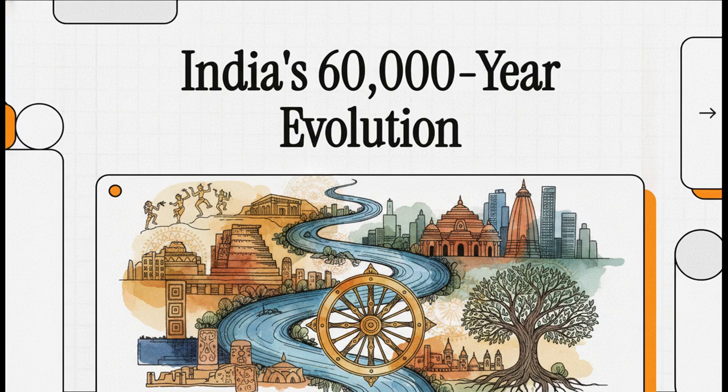Now, I know what you're thinking. When you hear 60,000 years, it's super easy to worry about getting bogged down by endless dates, confusing names, and just a tangled web of events. But don't worry. We are going to focus purely on the big picture, the massive shifts and the undeniable themes that shaped this ancient civilization. As you'll see, it's a story of a region continuously reinventing itself century after century.